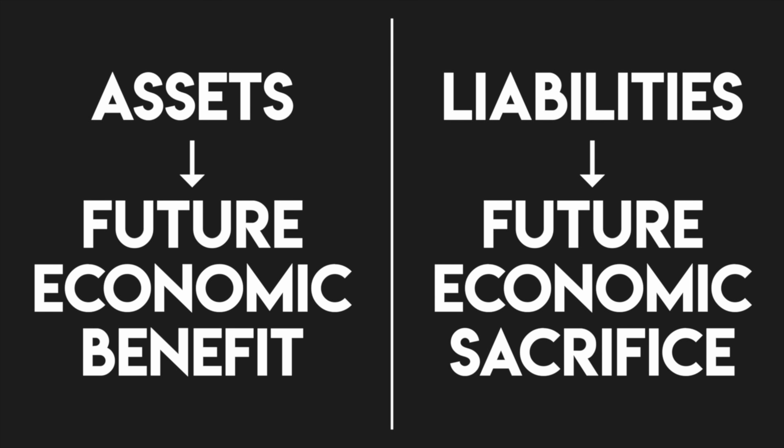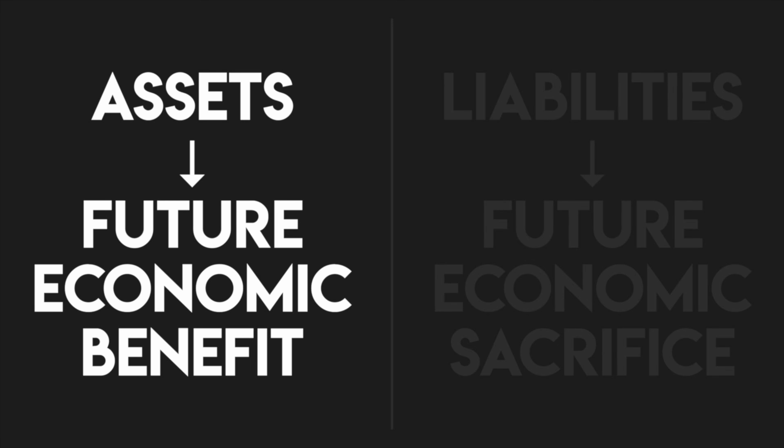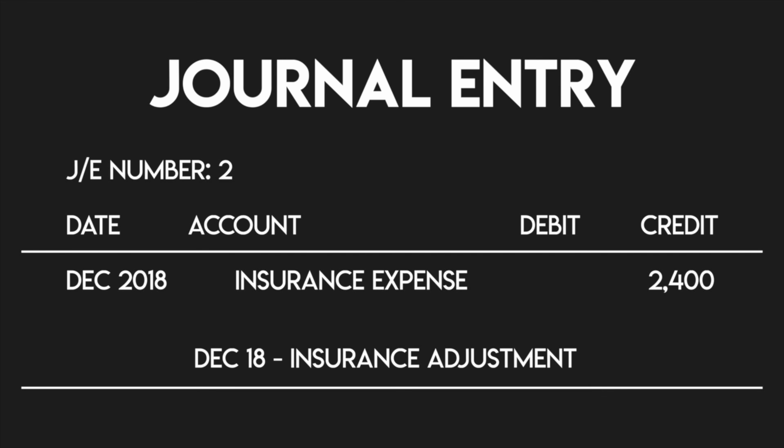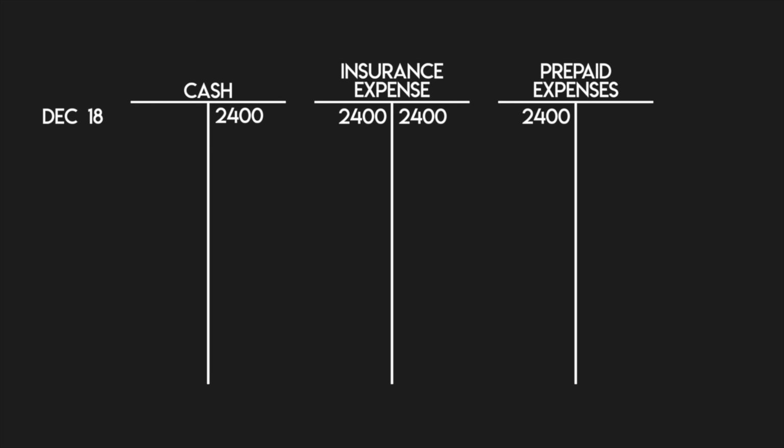In this situation, I've already paid for the car insurance, so now it's down to the insurance company to provide me with coverage for the next 12 months. I'm going to receive the benefit of that coverage, so this prepaid expense should be recognized as an asset in the balance sheet. In fact, prepaid expenses are always recognized as assets in the balance sheet. That means the other side of the journal entry is a debit of $2,400 to prepaid expenses in the balance sheet. Let's update our T accounts to find out what impact this journal entry had on the general ledger.